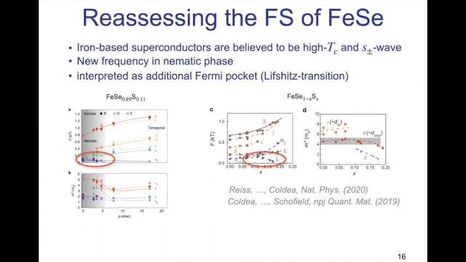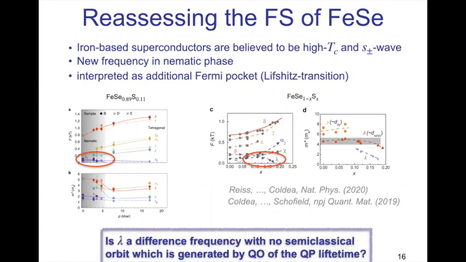What I want to propose is that this frequency lambda does not come from a Lifshitz transition, so not from a new Fermi surface which arises, but is just generated by quantum oscillations of the quasi-particle lifetime, so it's a combination frequency.